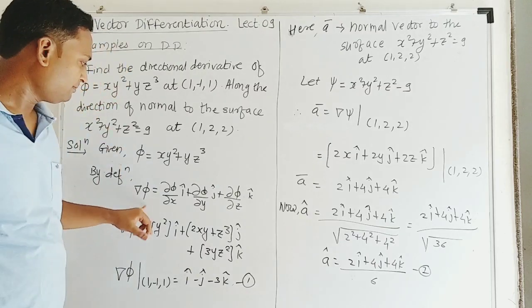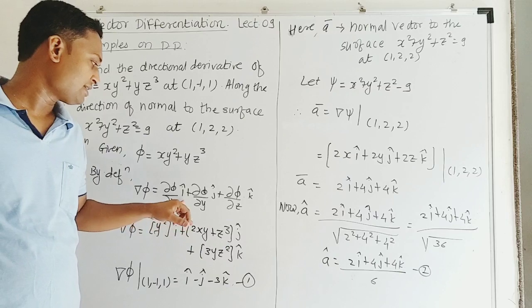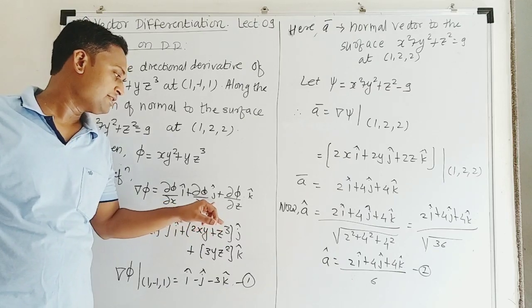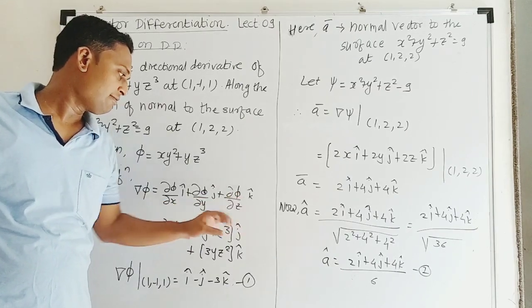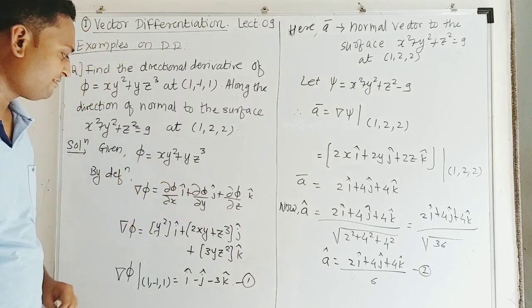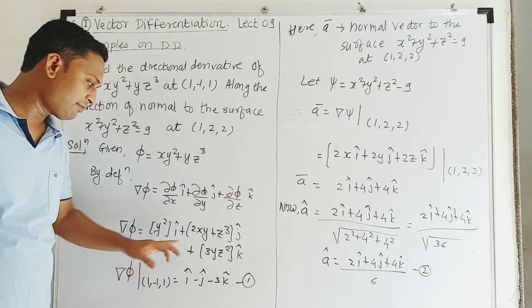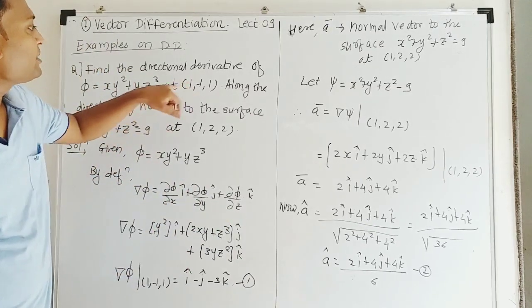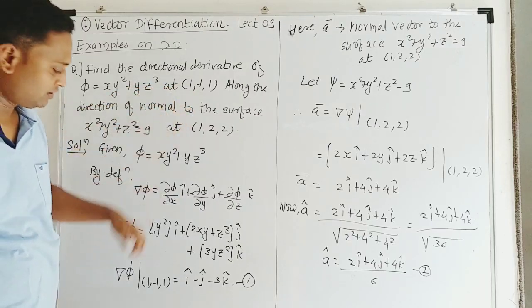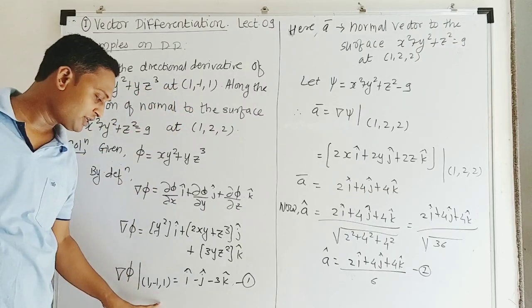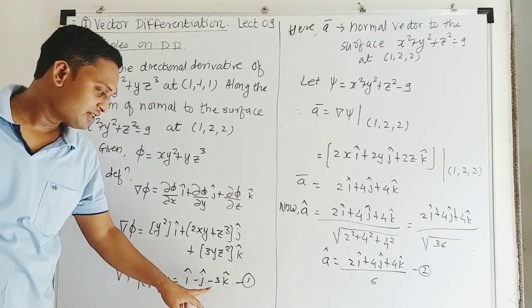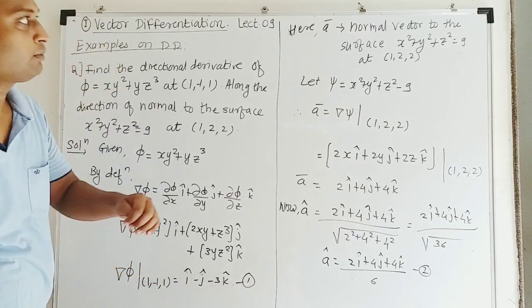By definition, it is del phi by del x i cap, plus del phi by del y j cap, plus del phi by del z k cap. These are the partial derivatives of the given function phi. I have calculated the derivatives, then evaluated that vector at (1, -1, 1). It is equal to i minus j minus 3k. You can check the calculations.